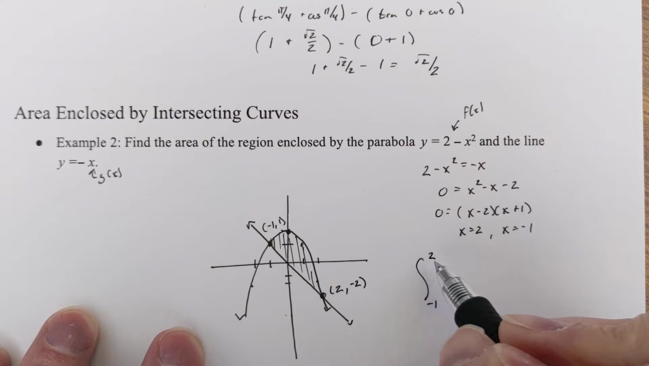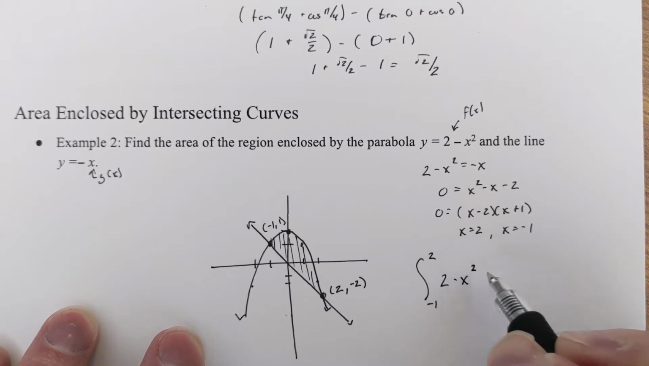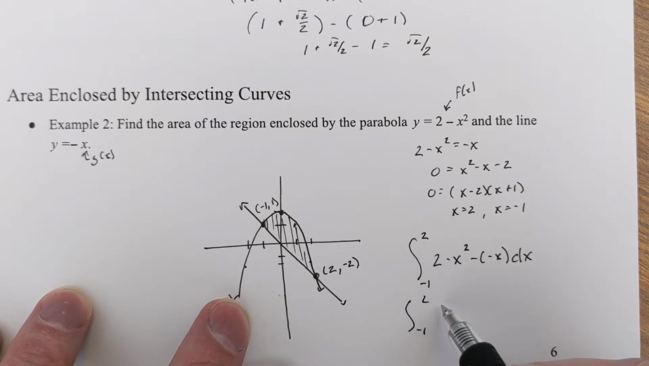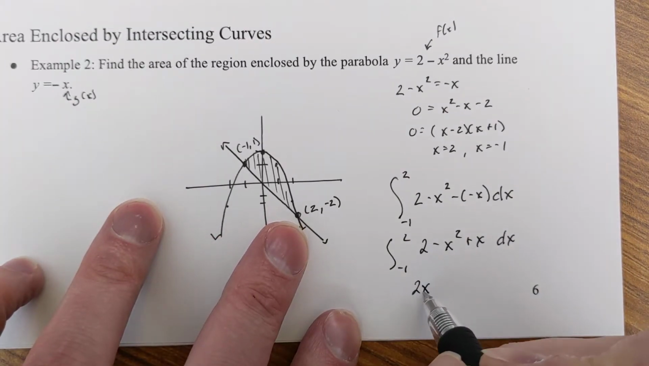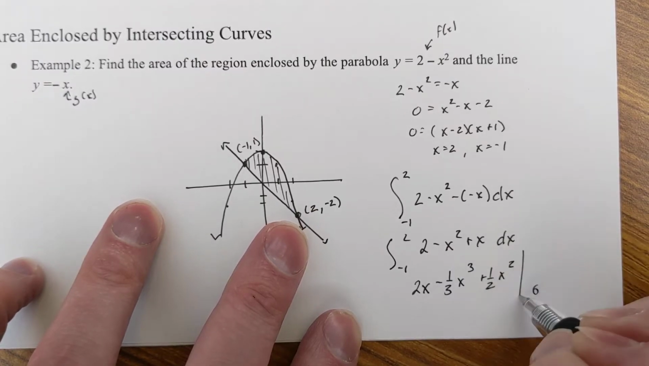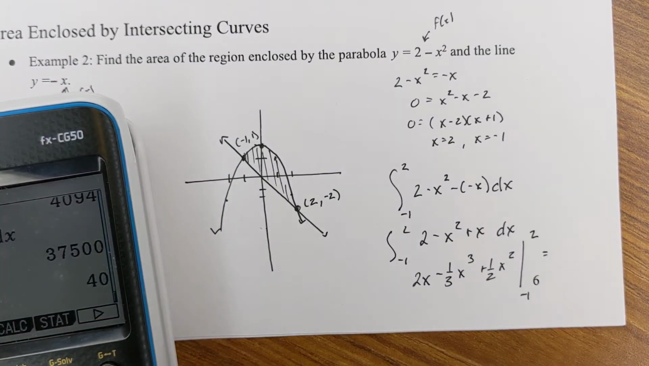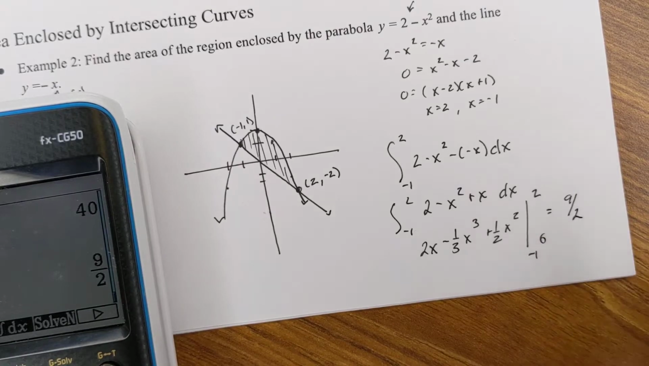So when you build our bounds, it's the x values that matter. So x is negative 1 up to x is 2, because our antiderivative is dx. So the upper curve minus the lower curve. So this is from negative 1 to 2 of 2 minus x squared plus x dx. If we do the antiderivative, that would be 2x minus 1/3 x cubed plus 1/2 x squared from negative 1 to 2. But I'm going to let my calculator handle that. So we got 2 minus x squared plus x from negative 1 to 2, which gives us an area of 9/2.